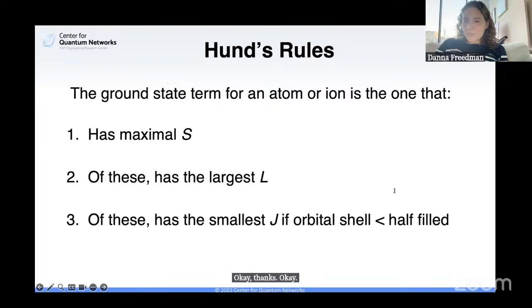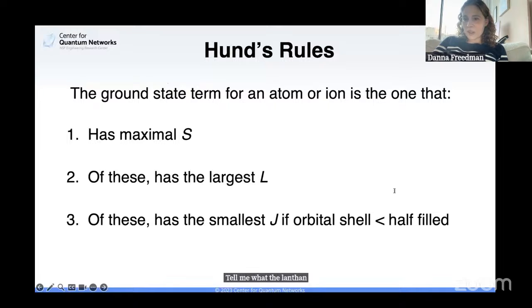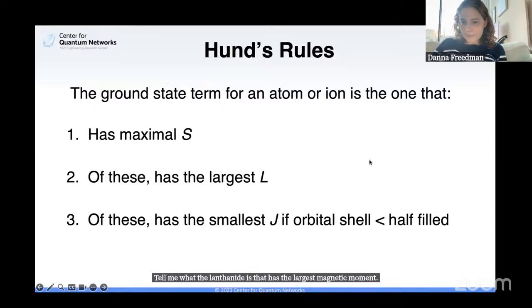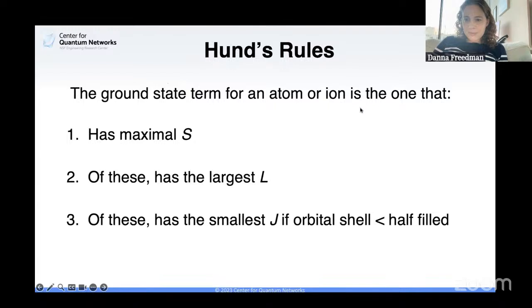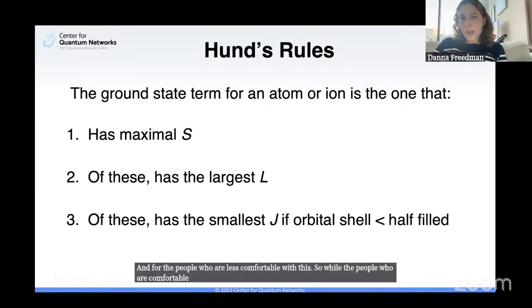Okay, so for people who are really comfortable with Hund's rules, let me ask you one of my favorite questions, which is: tell me what the lanthanide is that has the largest magnetic moment. And for the people who are less comfortable with this, while the people who are comfortable with it think about that question, I'm just going to break down Hund's rules a little bit further.